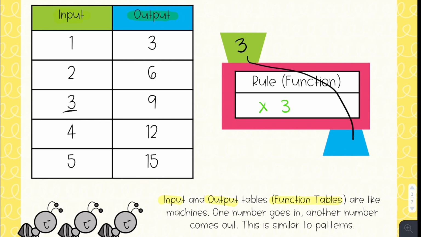Now I'm going to put a 3 into my input-output table machine, and I'm going to get a 9 as the output. In goes a 3, out comes a 9 because I know 3 times 3 is 9. I'm using that rule or the function. Next, I'm going to try it with 4. I'm going to input the number 4. I'm going to use my rule of times 3, and I should get out a 12 because I know 4 times 3 is 12.